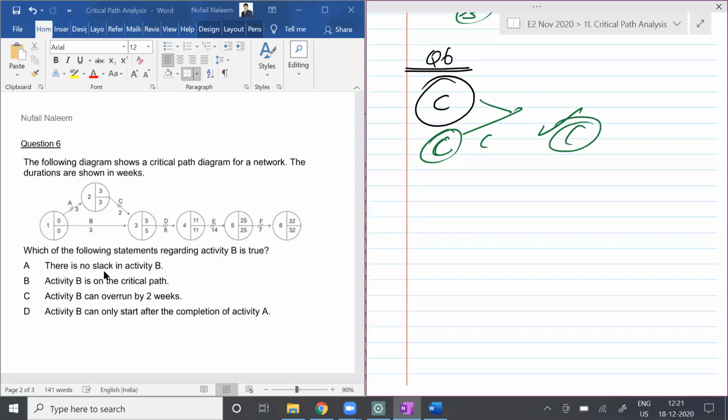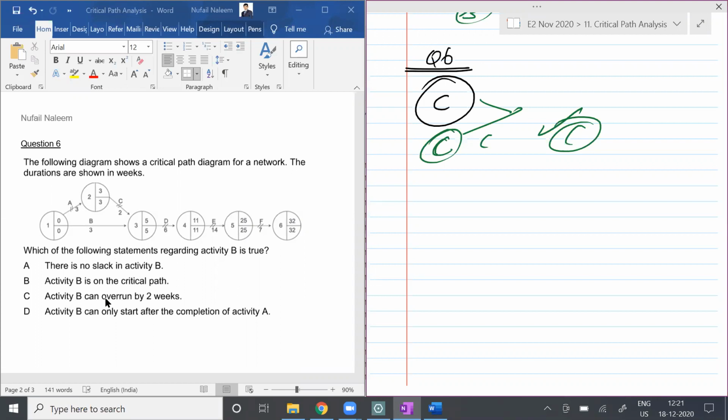I will explain why. There is no slack in activity B, correct? Zero slack. But if you observe this very carefully, activity B is on the critical path. Actually, that is also false, because there is a slack. 5 minus 3 is how much? 2. 3 minus 3 is 0, no slack here, but there is a slack of 2.